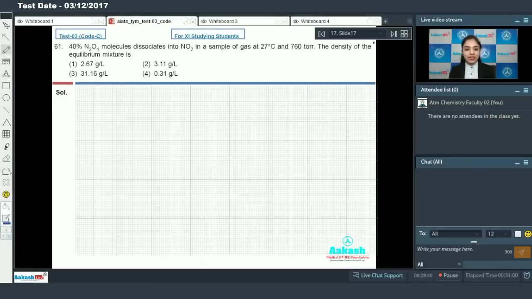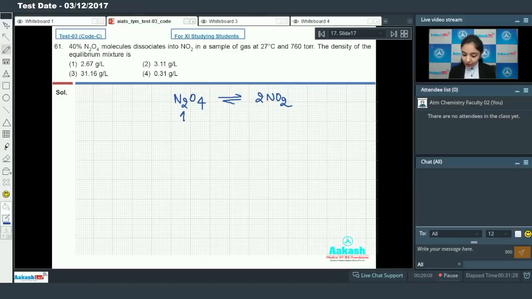We have question number 61, which says that 40% of N2O4 molecules dissociate into NO2 in a sample of gas at 27 degrees Celsius and 760 torr. The density of the equilibrium mixture is. So we have an equilibrium between N2O4 and NO2. So we can write the equilibrium between N2O4 and NO2.